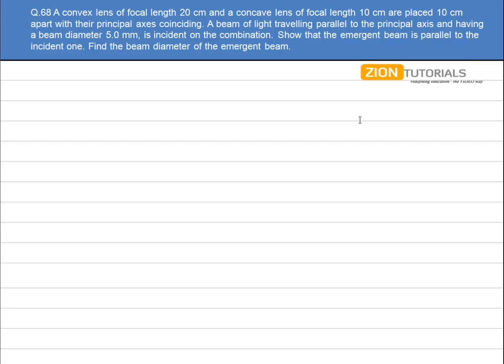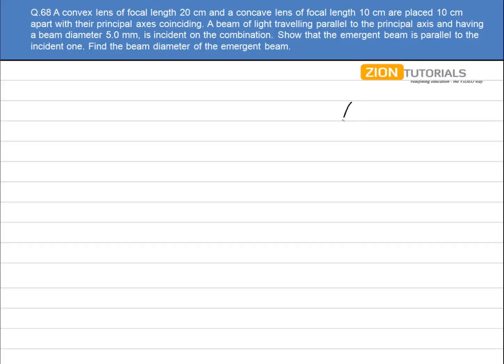A convex lens of focal length 20 cm and a concave lens of focal length 10 cm are placed 10 cm apart with their principal axis coinciding. A beam of light traveling parallel to the principal axis and having a beam diameter 5 mm is incident on the combination. Show that the emergent beam is parallel to the incident one, and secondly, find the beam diameter of the emergent beam. So first of all, let's draw the diagram.